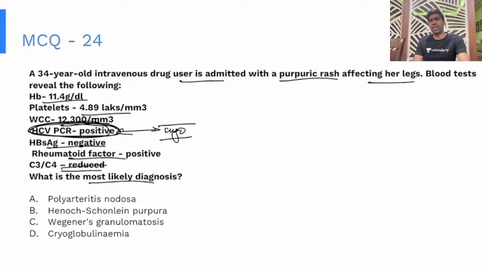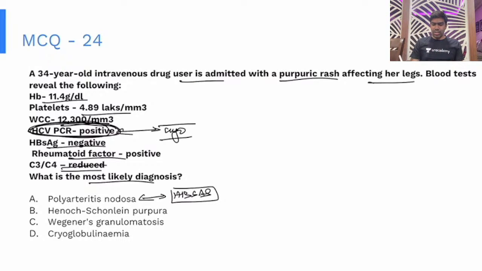In the world, the most common cause of cryoglobulinemia is actually hepatitis C virus. If they ask you the most common extrahepatic manifestation of hepatitis C virus, it's cryoglobulinemia. The most common cause of cryoglobulinemia is also going to be hepatitis C virus only, and there is absolutely no doubt about that. So PAN is not the case because PAN is usually associated with hepatitis B surface antigen, and it's not going to be associated with hepatitis C virus.